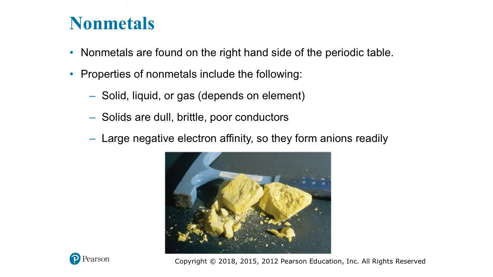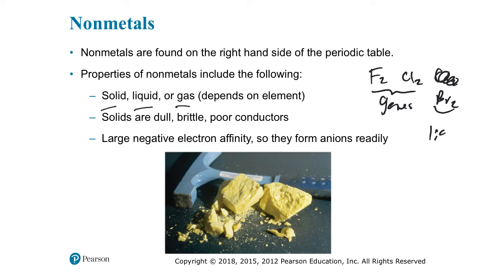But nonmetals, found on the right-hand side of the periodic table, tend to be more wide-ranging in their types of states, so we can have solids, liquids, or gases in terms of how the elements exist. We can think of the halogen group: F2 and Cl2 exist as gases at room temperature. Br2 exists as a liquid at room temperature. It's the only element other than mercury that's a liquid at room temperature, I2 being a solid.